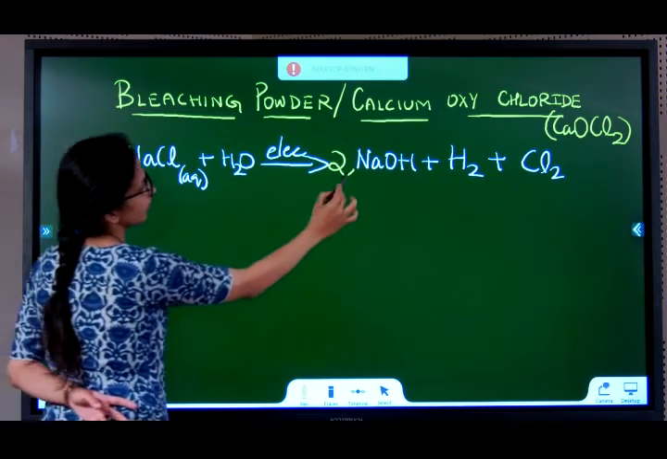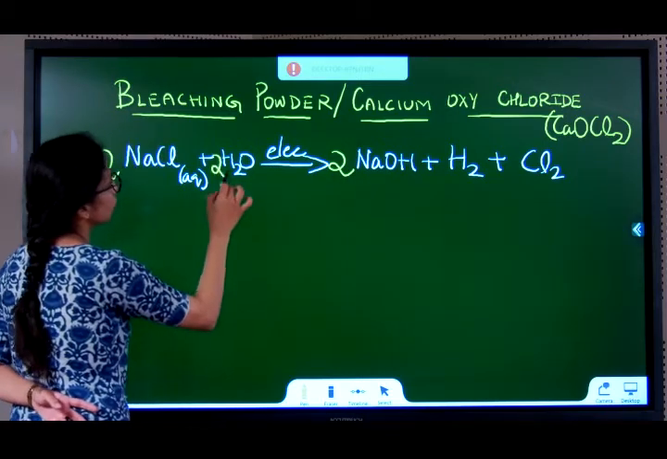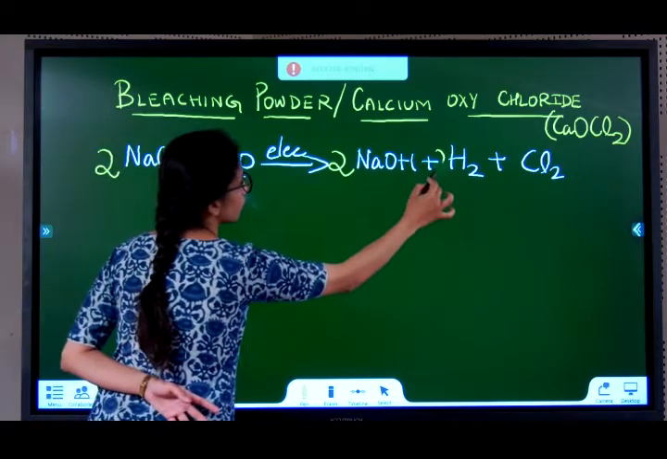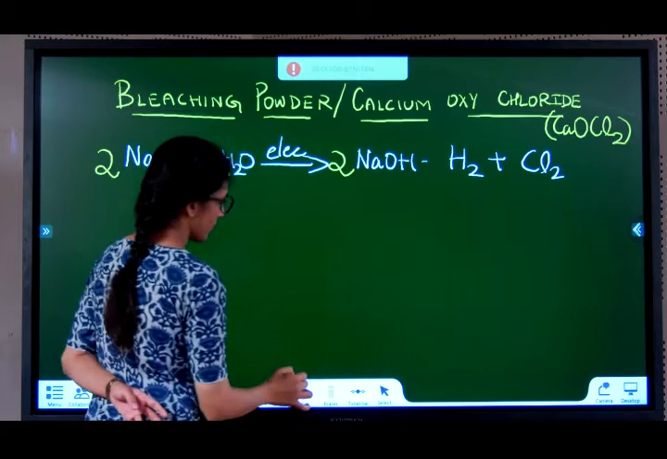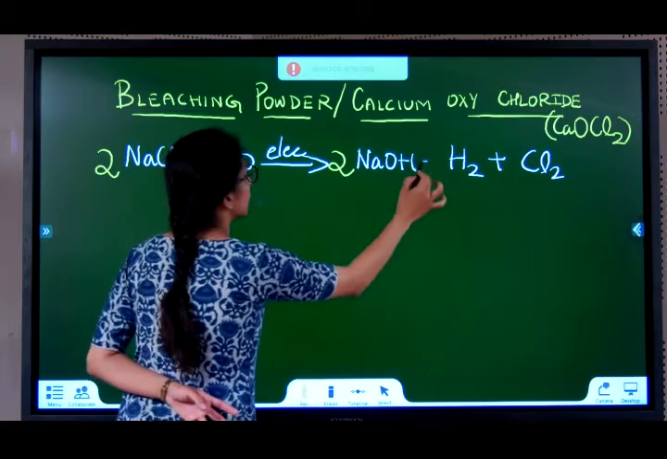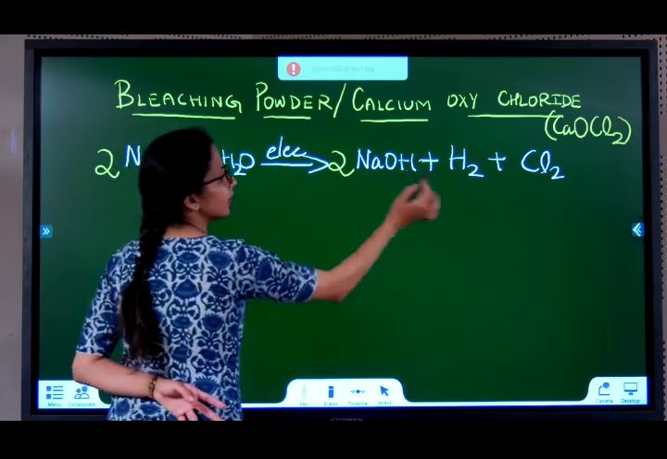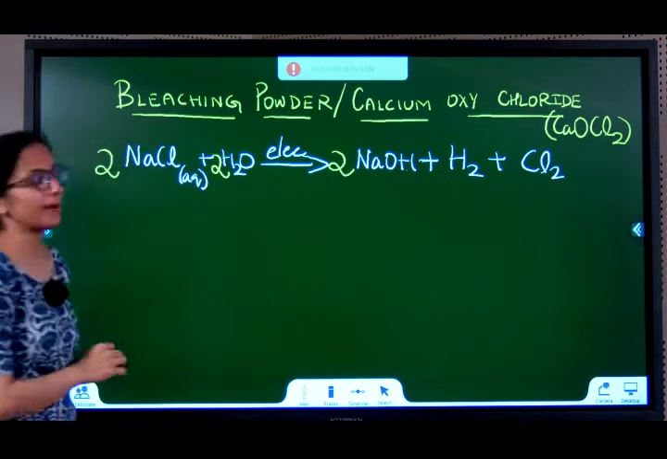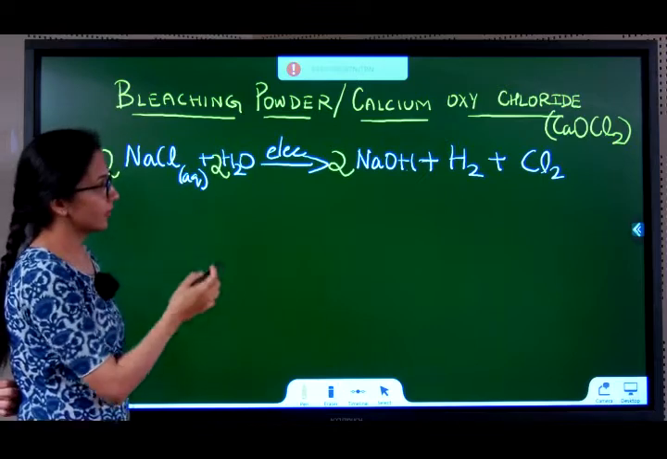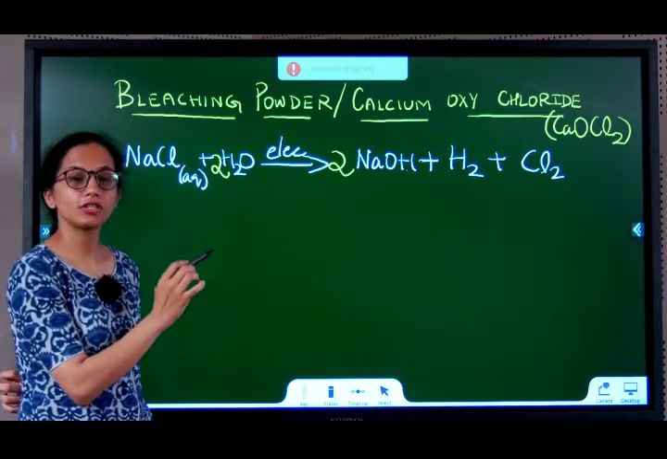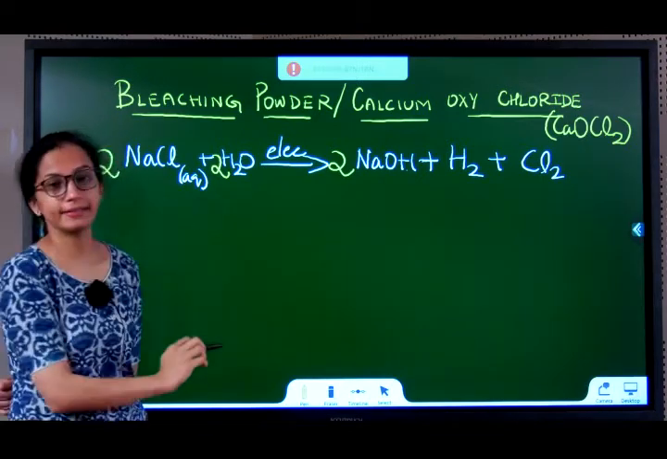Oxygens, so there are 2 oxygens here, so 2. Hydrogen is 4, so 2. This is the, no, hydrogen is already balanced. Why? There are 2 H here and plus 2, 4. So this is the balanced reaction. I repeat, I have not balanced it while doing it under preparation of caustic soda. So please go back and balance it there.